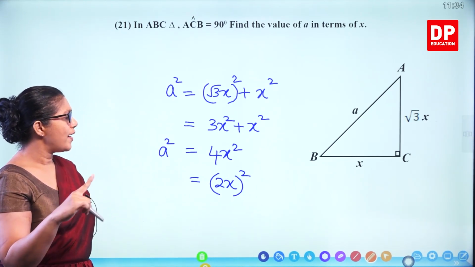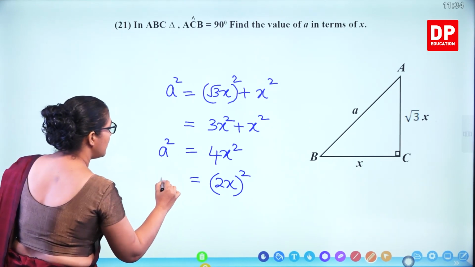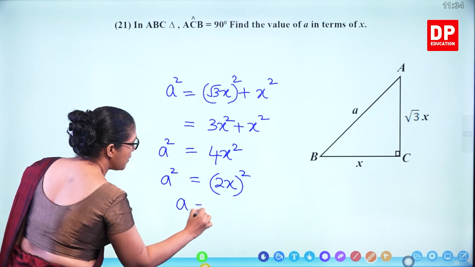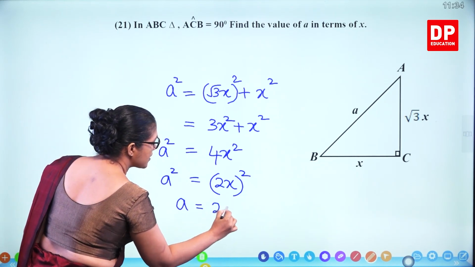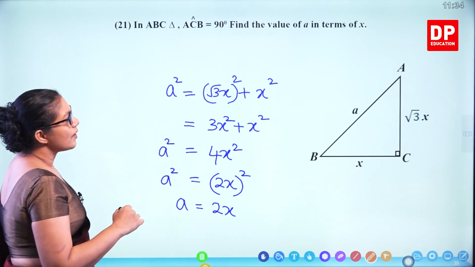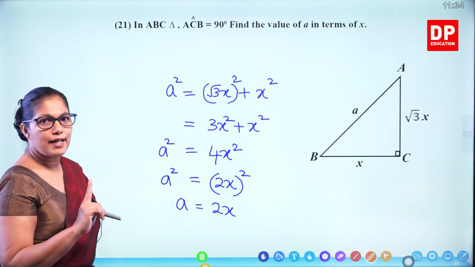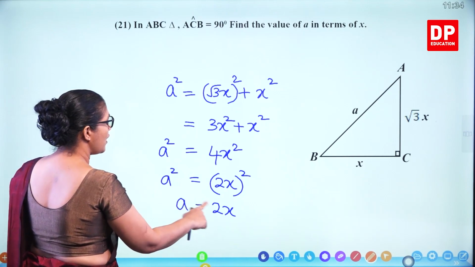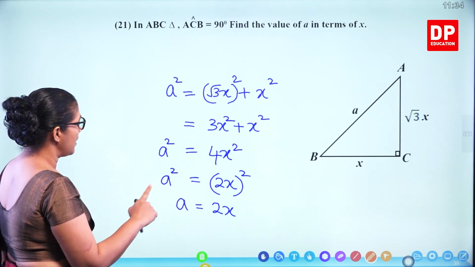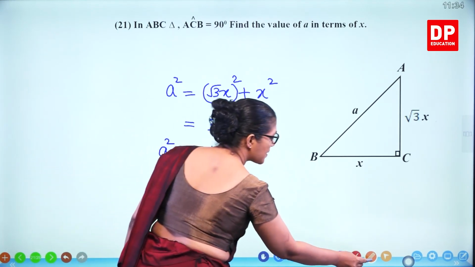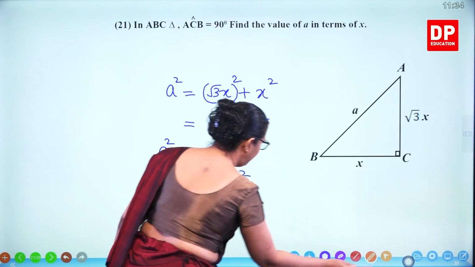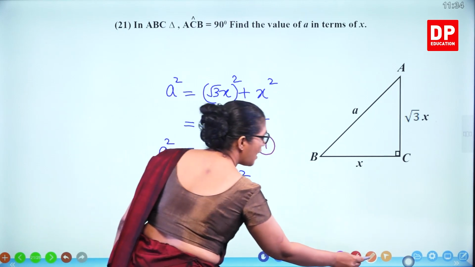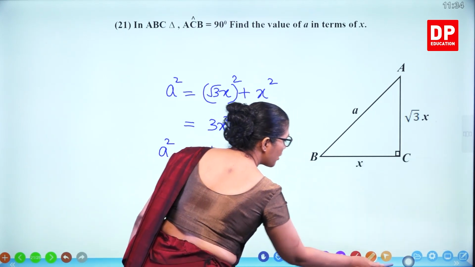2 times 2, 4, x into x squared. Now you can take the square root of both sides. A becomes 2x. Don't take the negative value because A is a length, so only the positive value. So the relationship is A becomes 2x. Again, 2 marks, 1 mark for the method and 1 mark for the accuracy.